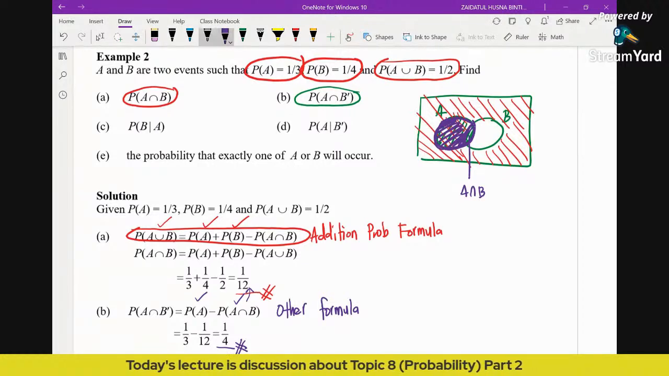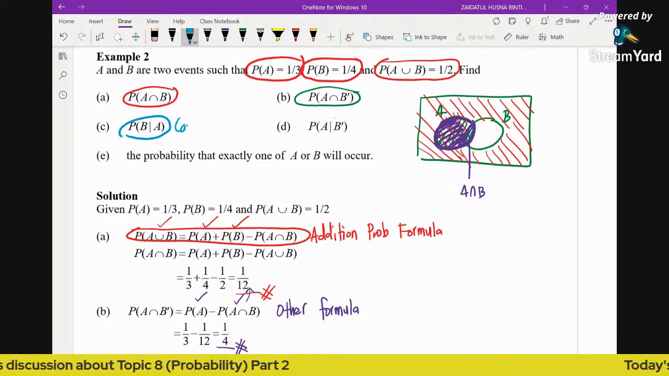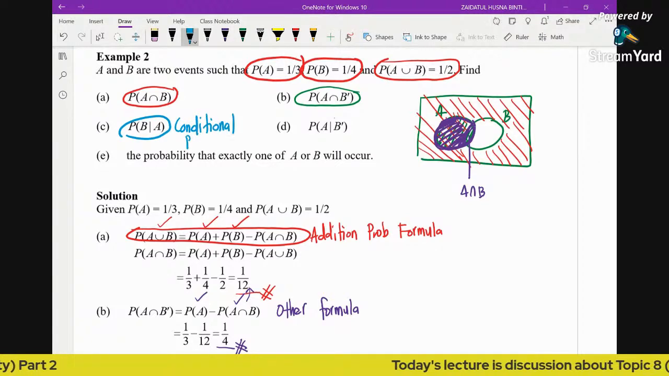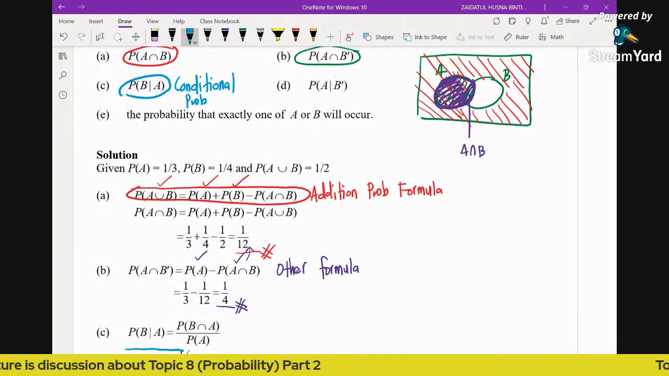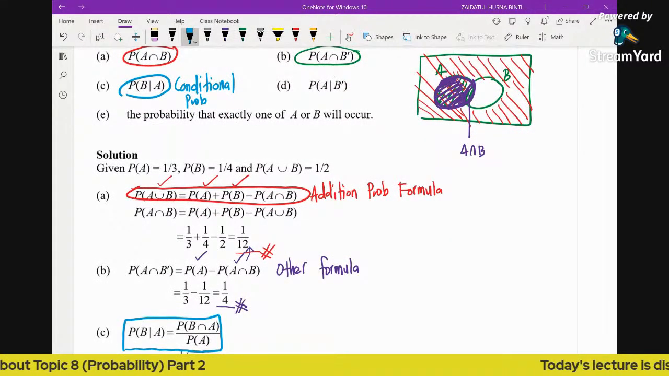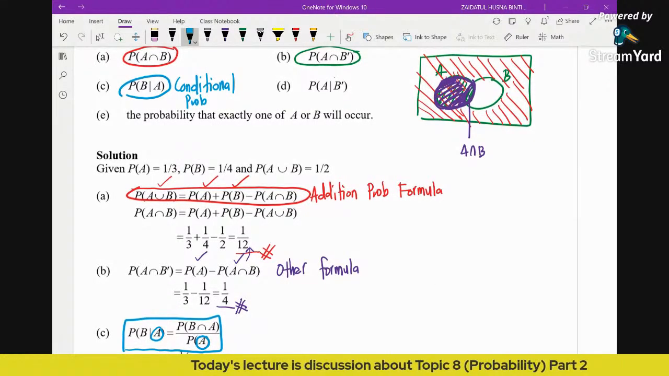Now how to solve the C part? This is conditional probability. So how can we find the value? Again, we do have a formula. If you have P(B given A), the formula will be P(B intersect A) over P(A). I need to remind you the event that has already happened here will be in the denominator.